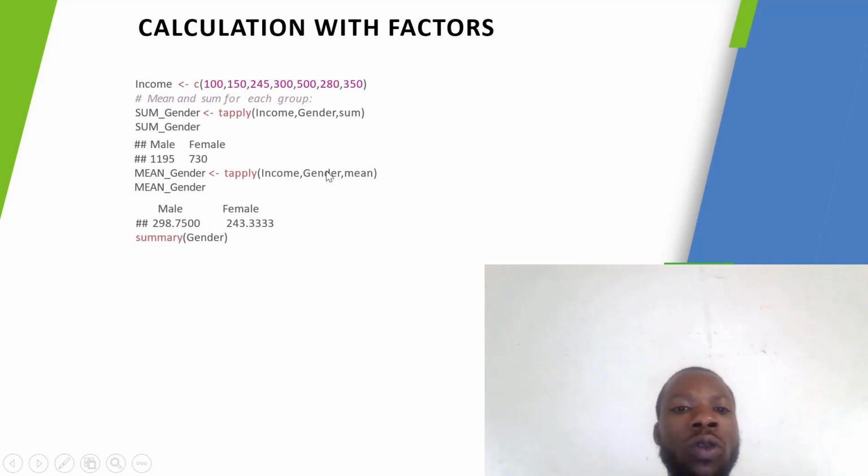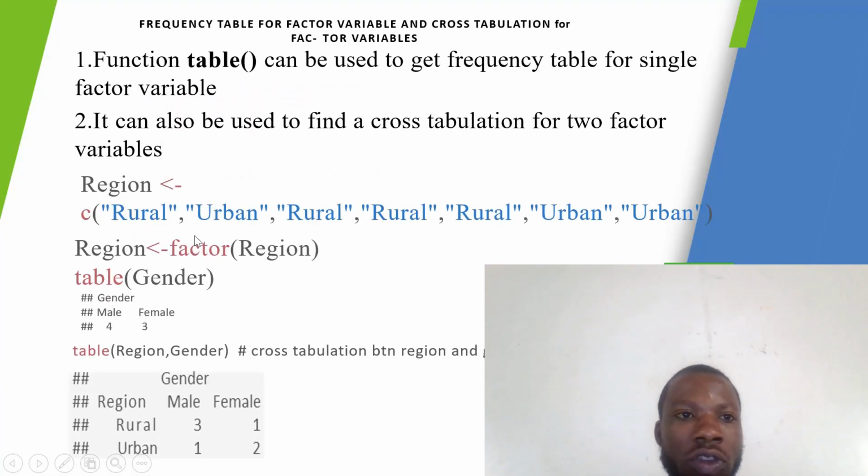It's not always gender. You can also have education level, and then you need to see the average income for each education level. So you will have income here and also put education level once you need to do it. But for us, we have gender here, and then I put mean. So I'm going to get the mean. If I say summarize gender, you see, those are things that we need to do.